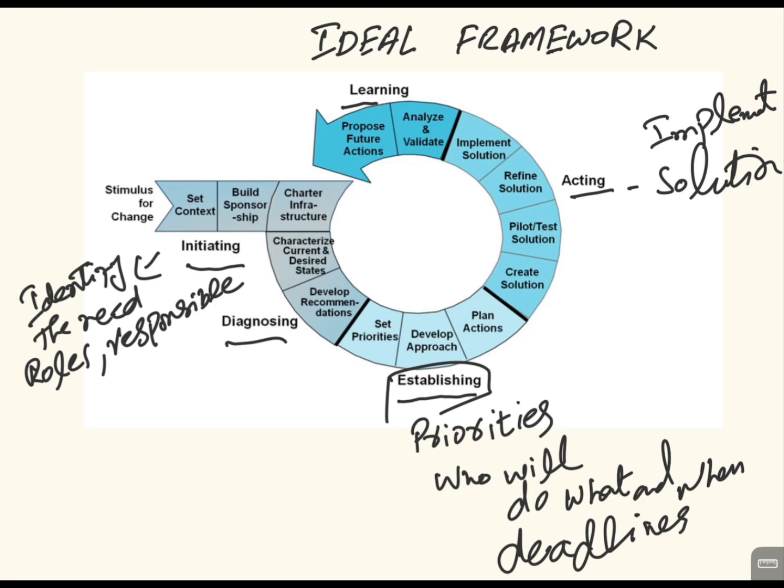The last would be the learning phase, as we discussed in the beginning of this video. That is a very important phase where we analyze, validate what worked well and what did not, and propose future improvements. This is a cycle. In the end, we always discuss what we have learned during this project and what needs to be improved in the upcoming upgrade. And it's a kind of continuous improvement, right?